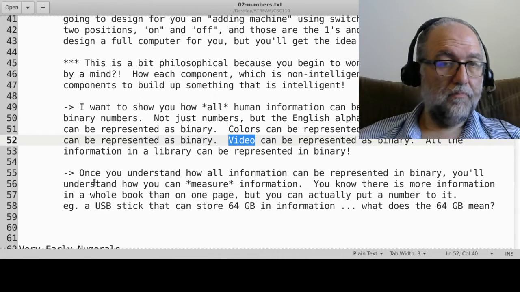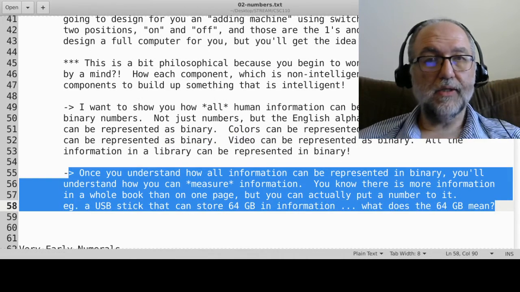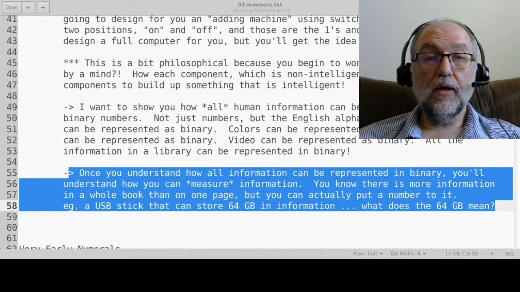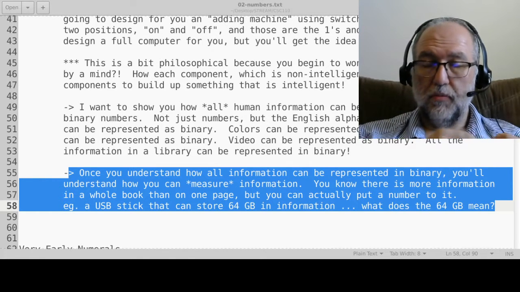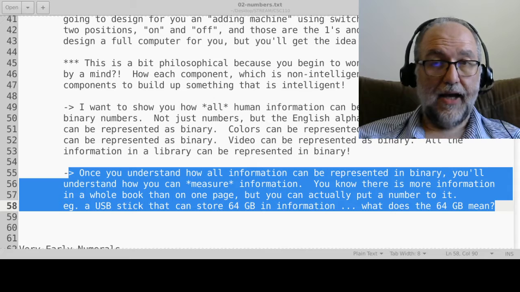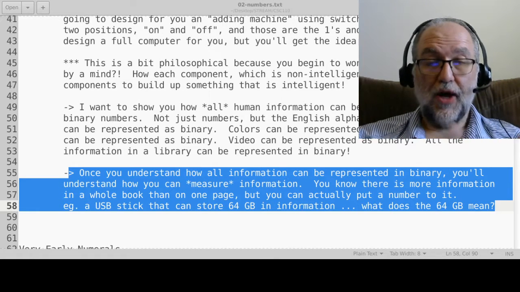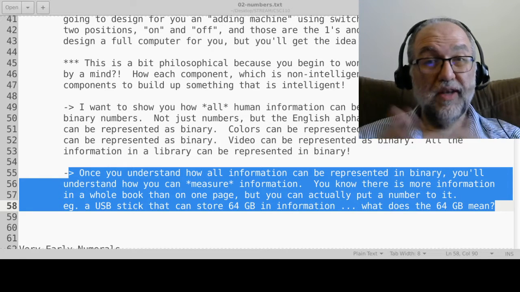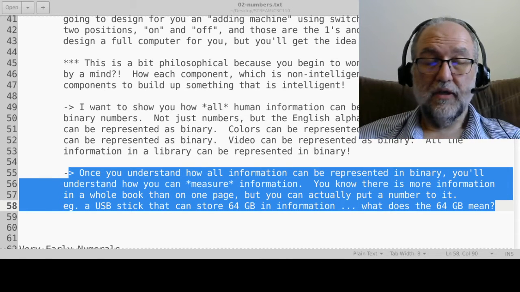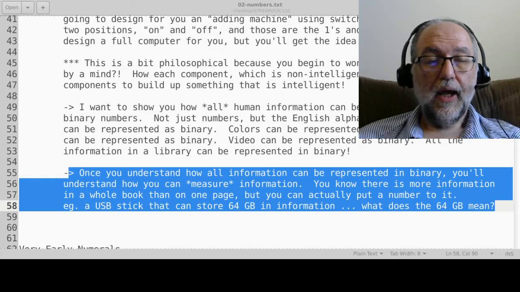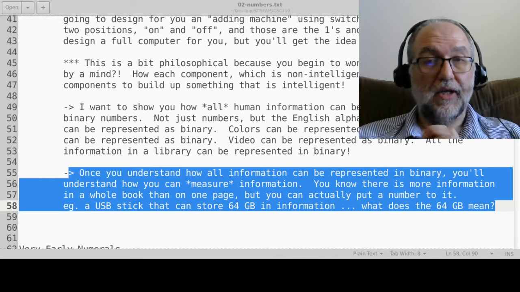I had another point. Oh yes, the last point, which follows on the previous point: not only will you understand how information can be digitized as a sequence of ones and zeros, but I'm also going to show you how you can measure how much information is in a particular piece of literature, art, video, whatever. And now it's getting practical.